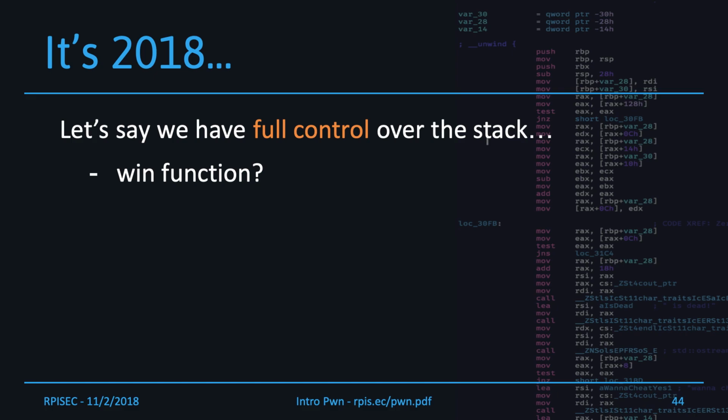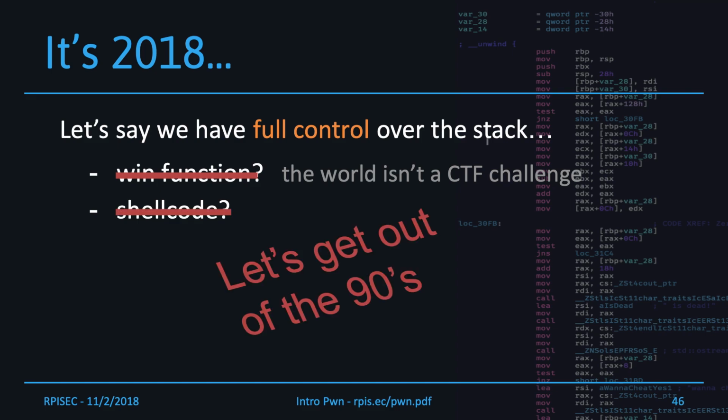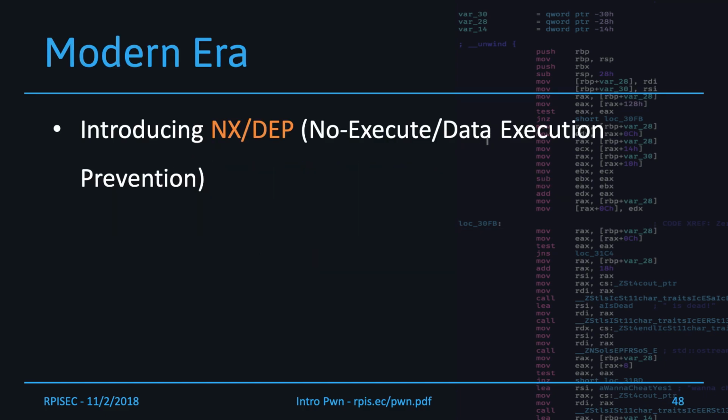Let's just say, hypothetically, we have control over the stack. Before we saw, okay, what if there's a win function that just does what you want? That's not really going to be a thing in the real world. Generally speaking, you probably won't find that for any reason. Shell code, that's something we talked about, but as I mentioned, in the modern era that's not really a thing anymore. It's more of a remnant of the past. So let's take a look at what the modern era looks like.